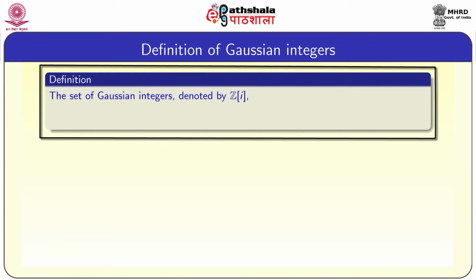So, the definition of Gaussian integers. The set of Gaussian integers is denoted by Z[i], where i squared equals minus 1. It is defined as Z[i] equals x plus iy such that x, y are integers. So, the Gaussian integers look like complex numbers. In the complex numbers x and y are real numbers, whereas in the Gaussian integers x and y are integers.